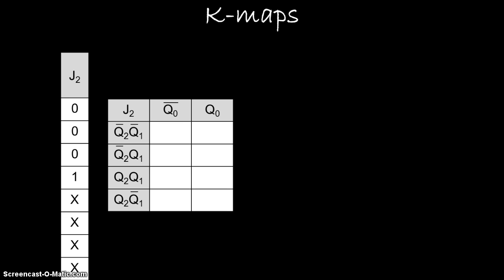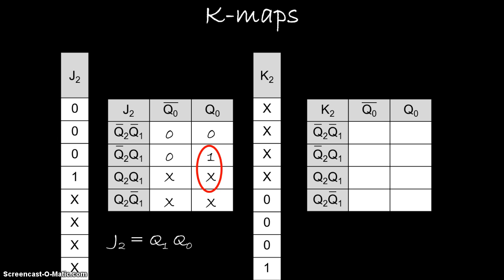Using the values in the column for J2, we can populate a K-map. The largest group that includes all the ones is Q1, Q0. Putting the values for K2 into a K-map, we can see that the largest group that includes all the ones is the same, Q1, Q0.